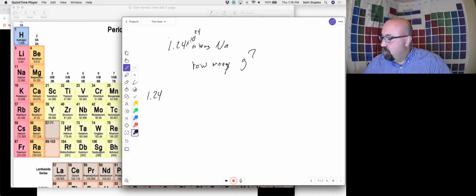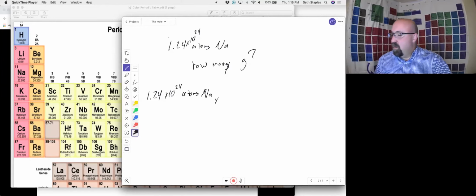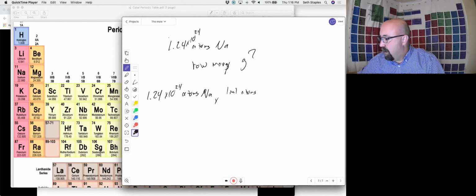So we have our 1.24 times 10 to the 24th atoms of sodium. We want to get to grams. We can't go directly from grams to atoms, but we do know if we go through moles, then we can use our atomic mass to get there. So the first thing that we're going to do is we know that there is 1 mole of sodium per 6.02 times 10 to the 23rd atoms.